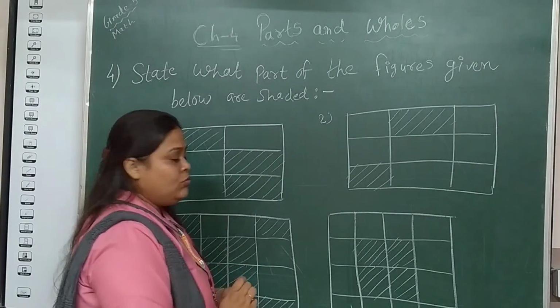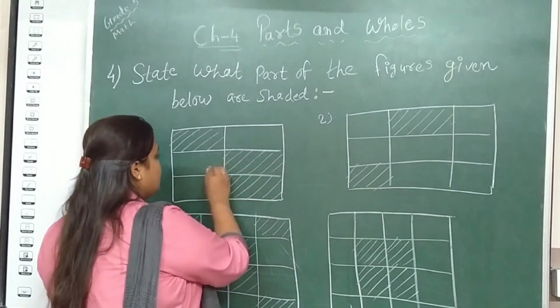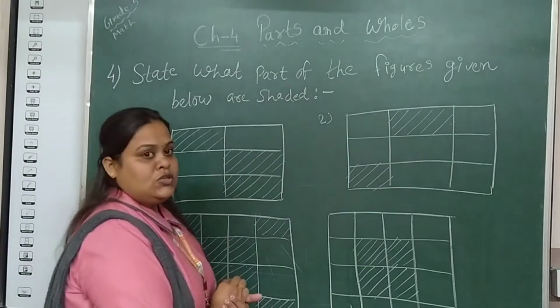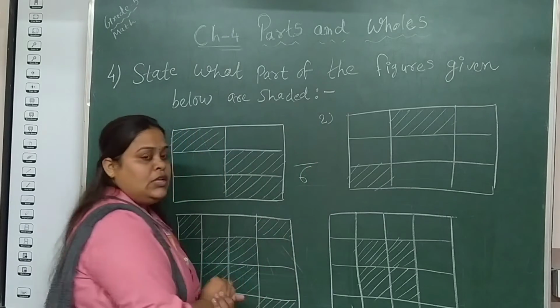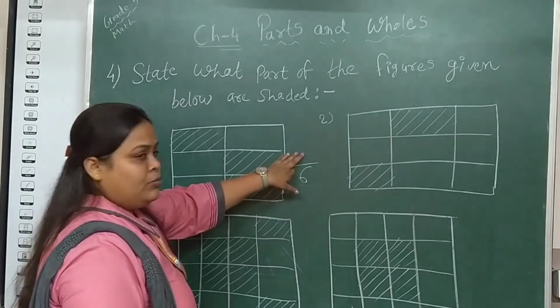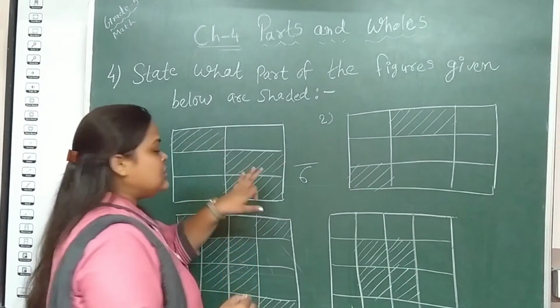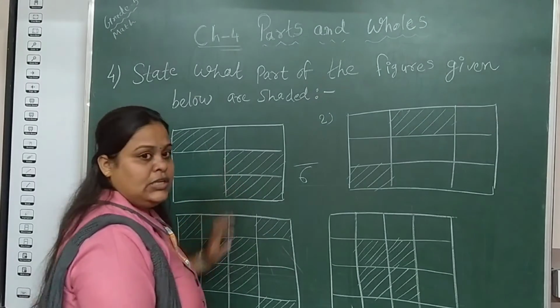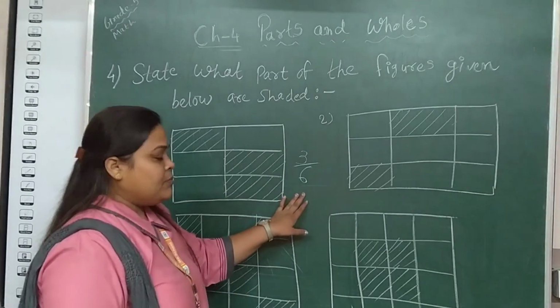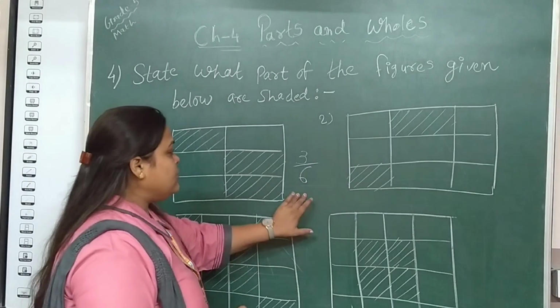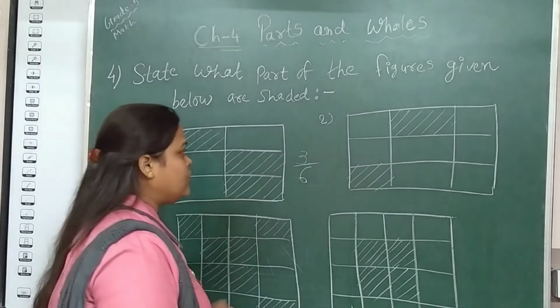In total, we have to count how many boxes there are: 1, 2, 3, 4, 5 and 6. So the total is 6, and then we are supposed to write down the denominator and numerator. Now the shaded parts are 1, 2 and 3, so that we will write over here. Total parts we write down is the denominator, and shaded parts we write up is the numerator.